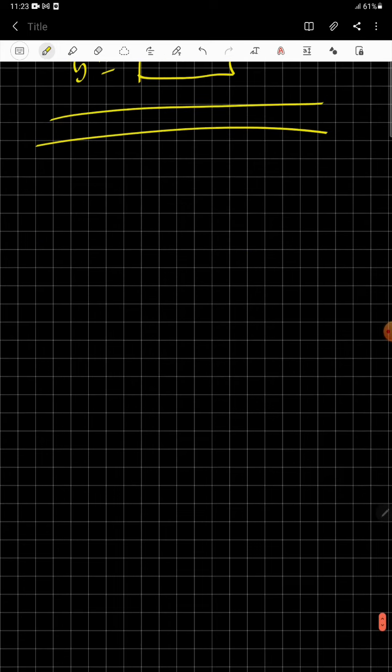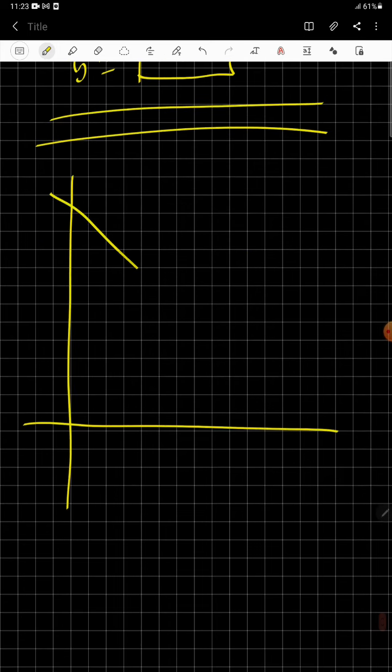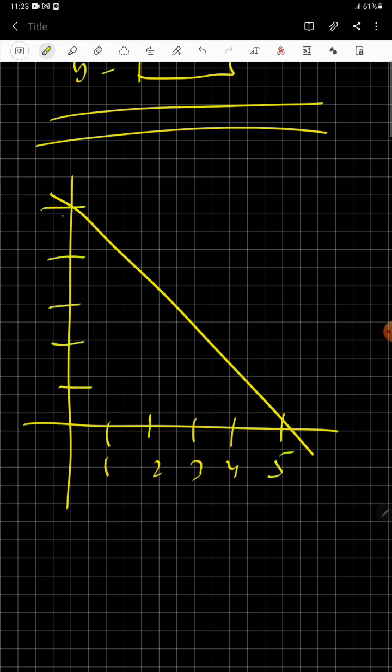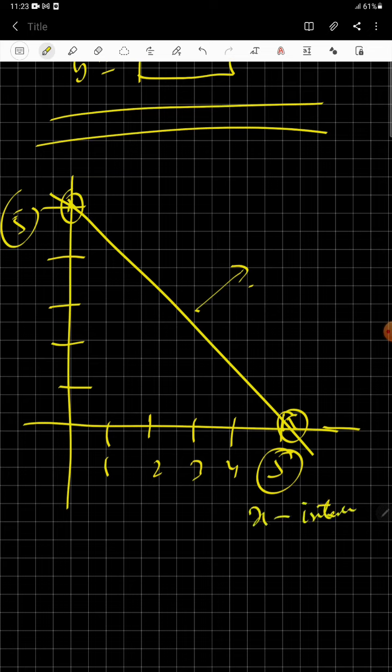Now for example, you have a straight line like this, 1 2 3 4 5, 1 2 3 4 5. I want the equation of this straight line. Then you have techniques of forming the equation of the straight line. You know very well that this is so simple. It is cutting the x-axis at 5 and the y-axis at 5. So x-intercept is 5 and y-intercept is 5.